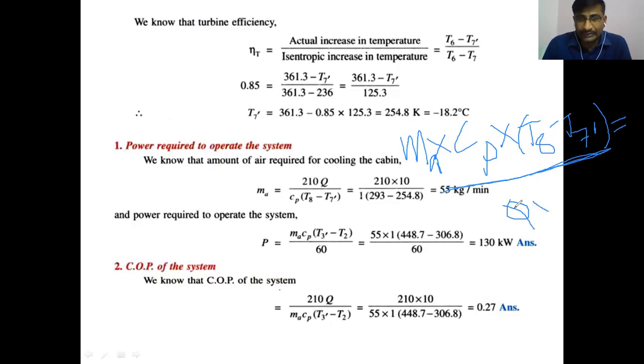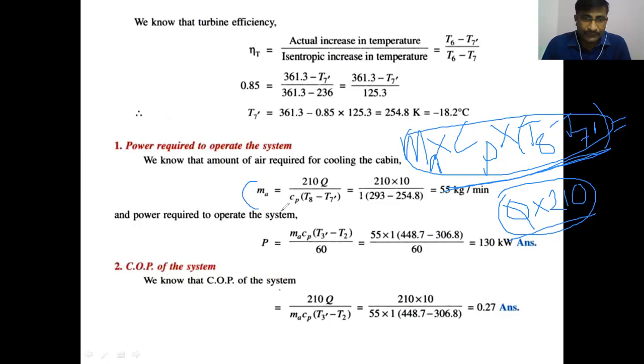It is in terms of tons of refrigeration. If we convert into kilojoules per minute, simply multiply by 210. Therefore, MA CP into T8 minus T7 dash is equal to Q into 210. This is the actual refrigeration effect produced in the cabin. This is the theoretical refrigeration effect produced in the cabin. By equating these two, we will get the mass flow rate passing through the cabin. So from this, MA equals Q into 210 divided by CP into T8 minus T7 dash.